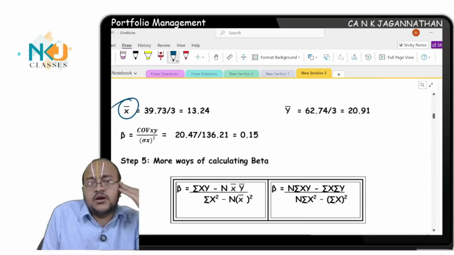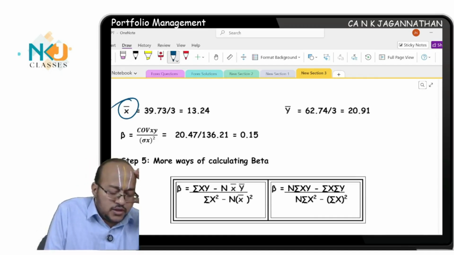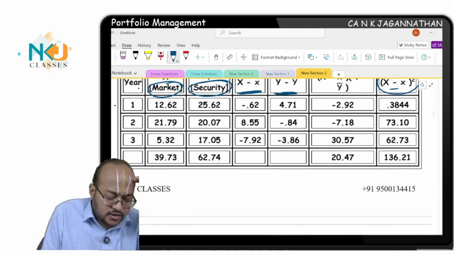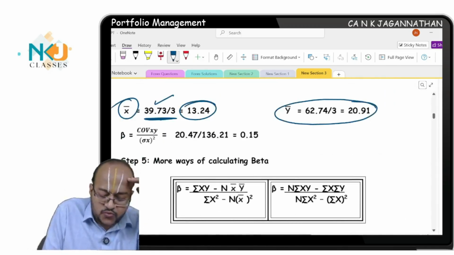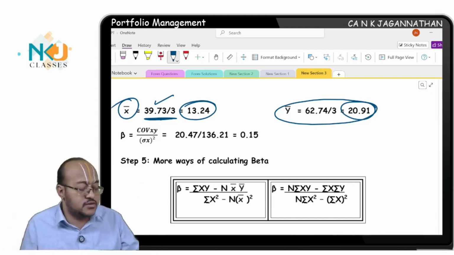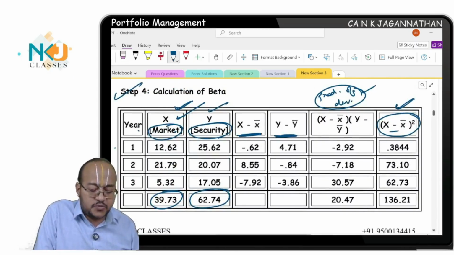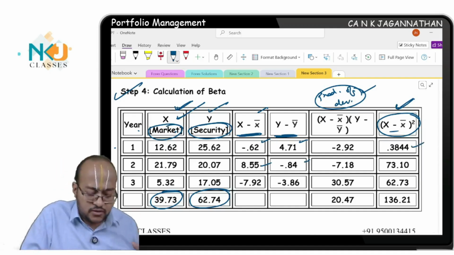So first we consider x bar. I told you we are analyzing the past data. How many years of data are you analyzing? 3 years. So x bar is nothing but the simple average: 3 years total market return divided by 3, and likewise for the 3 years of security return. You will get x bar and y bar. x bar is 13.24, y bar is 20.91. Nothing new, already we discussed. After this you consider x minus x bar, y minus y bar, the product of these, and x minus x bar the whole square. All the columns are familiar.